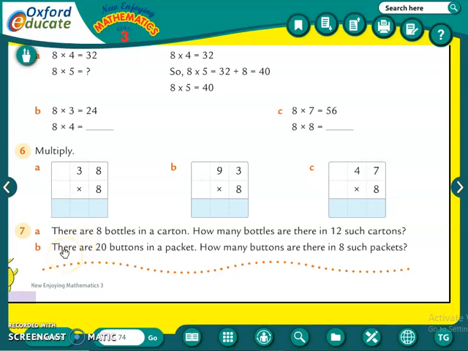Then second one, there are 20 buttons in a packet. How many buttons are there in 8 such packets? Sorry, packet, it's not bucket. So how many buttons are there in 8 packets? एक पैकेट में 20 buttons है तो 8 पैकेट में कितने हैं? तो for that also you can write here 20 multiply by 8 is equals to whatever the answer is there you can write here. Okay, so today you will do this practice and you will complete this exercise.